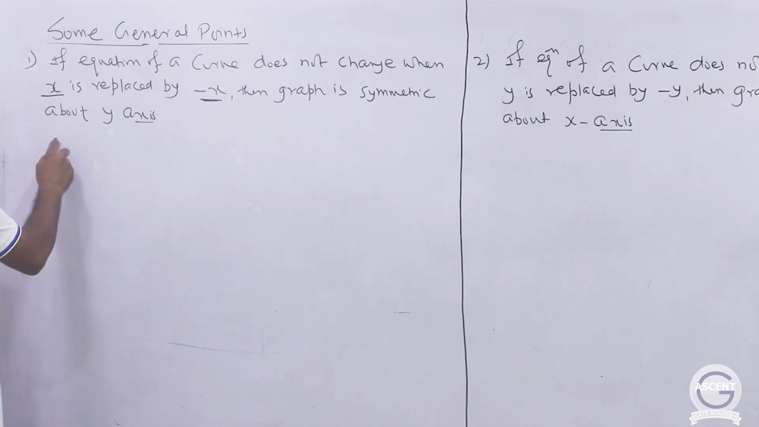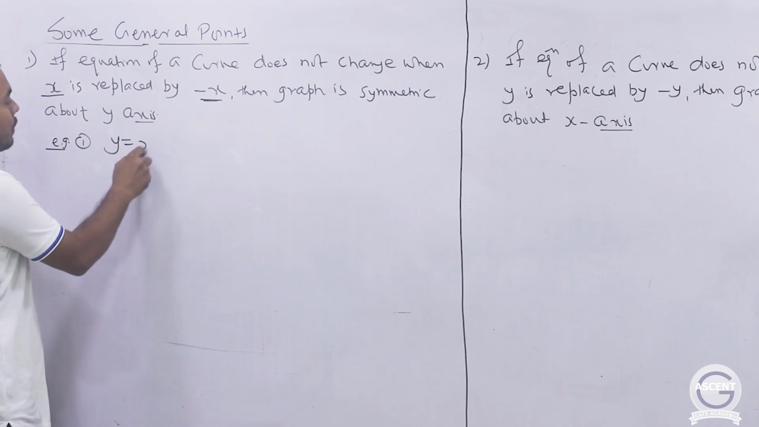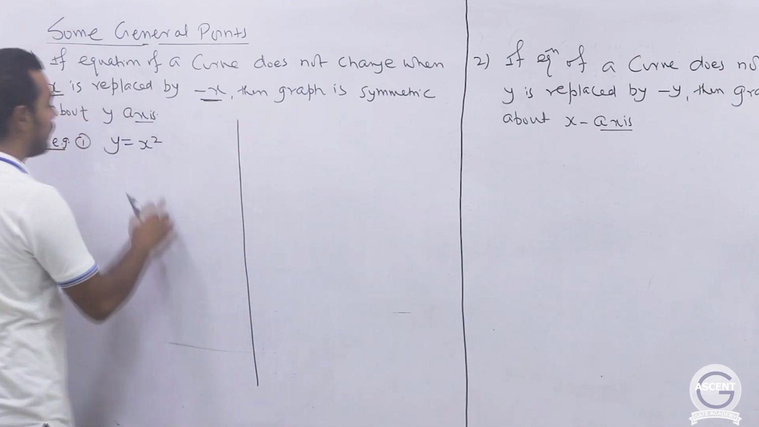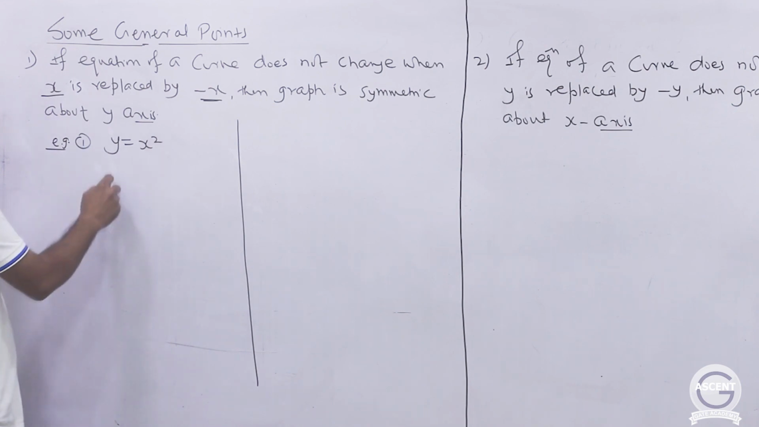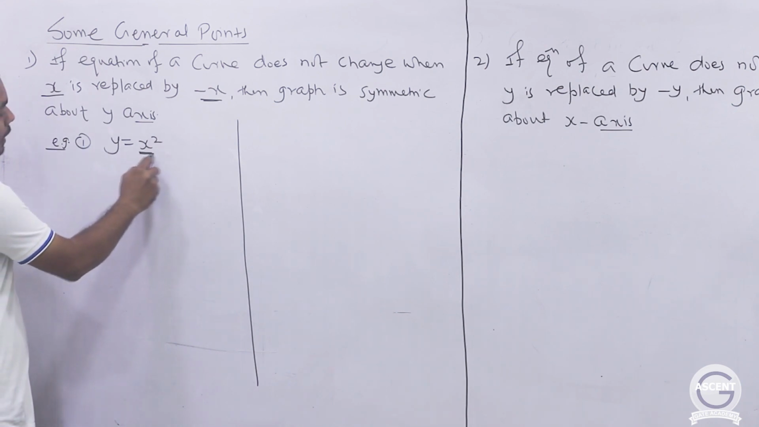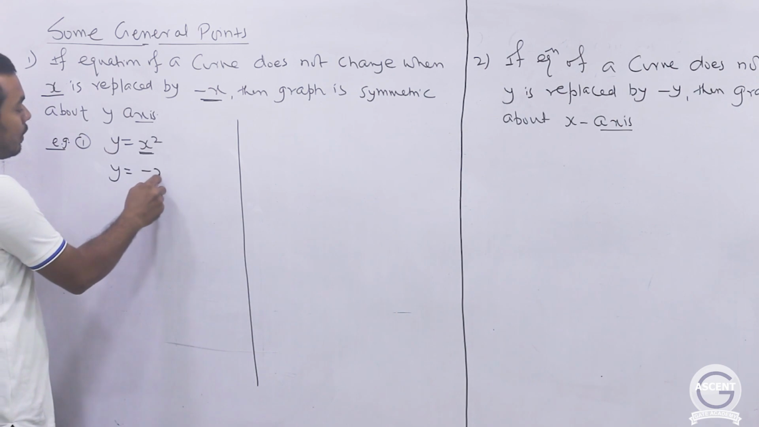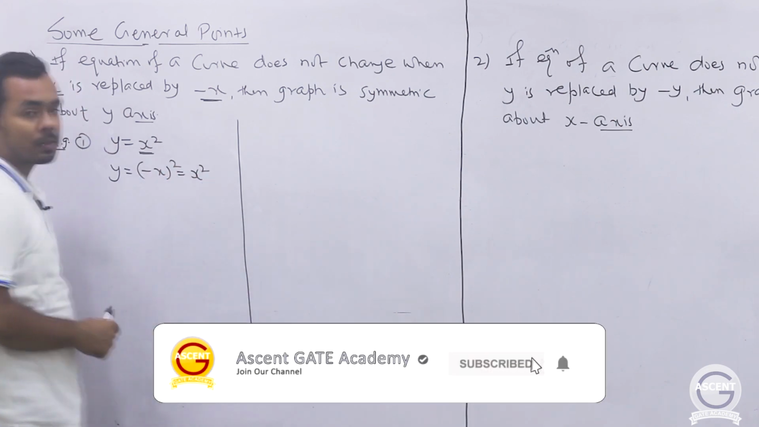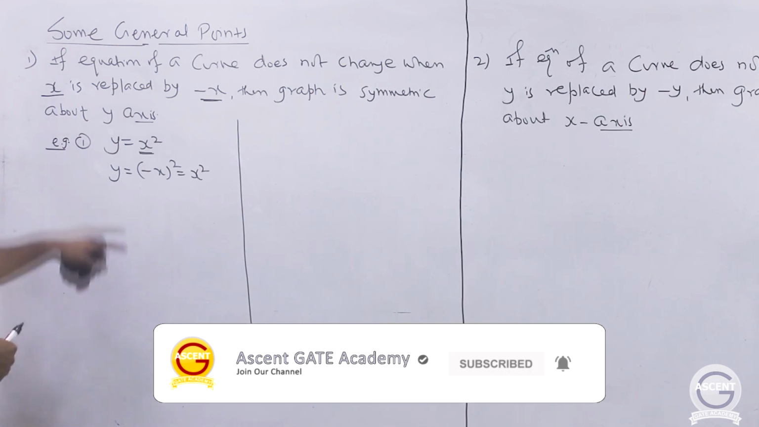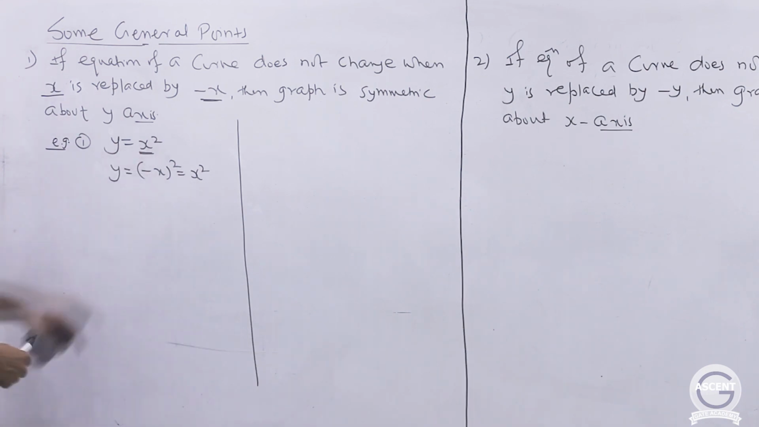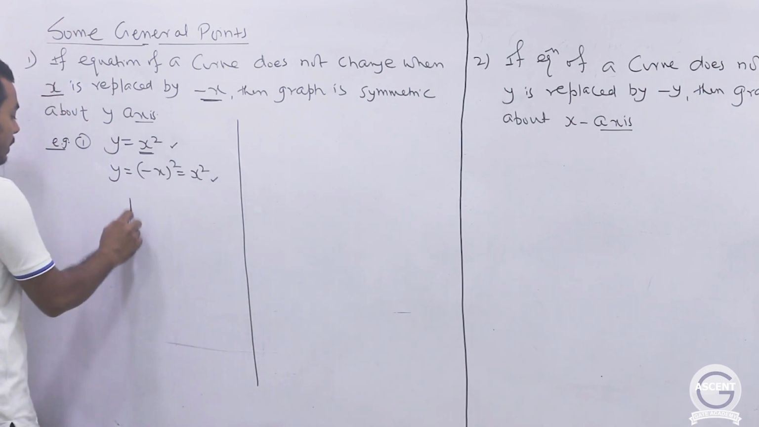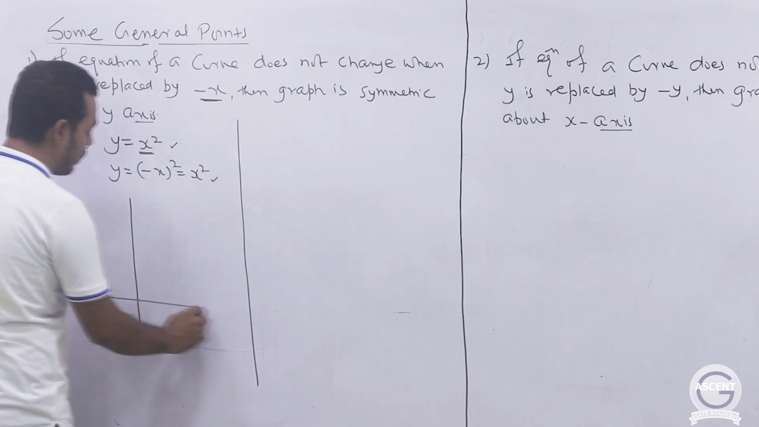So let us take some basic examples. Suppose you see the graph of the function y equals x square. Here if you replace x by minus x, in place of x write minus x, you will get y equals minus x square, and this is same as y equals x square. So if you replace x by minus x, you are getting the same equation, and this means the graph of this function will be symmetric about y-axis.